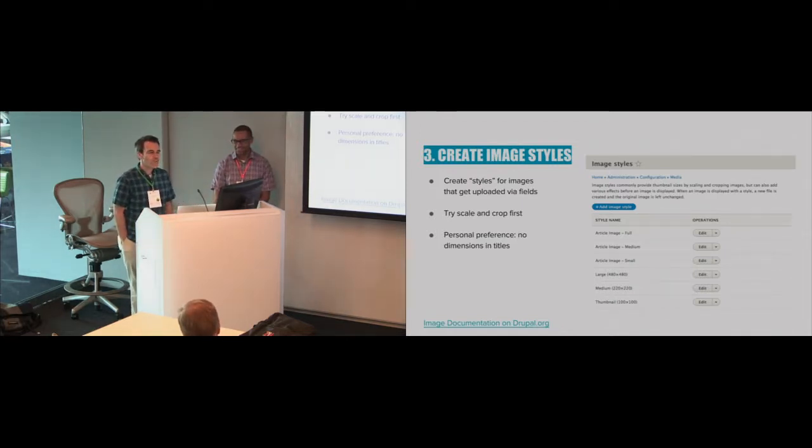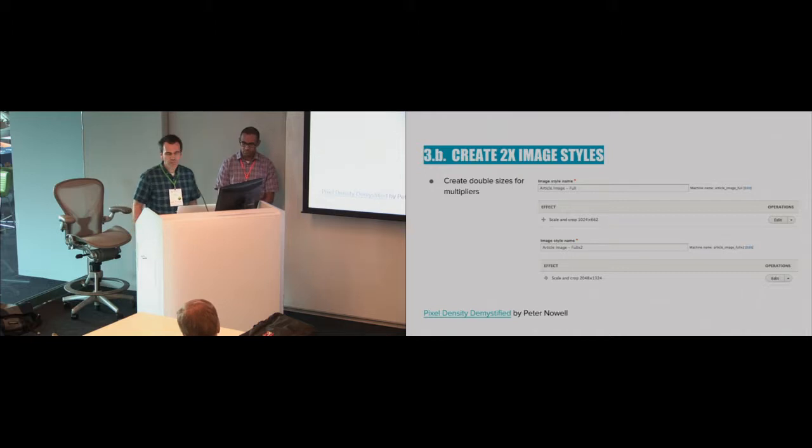So in general, for image styles, I like to start with scale and crop. It's kind of a good go-to. And my personal preference is not to put the number of pixels to scale and crop to in the name of the image style, because sometimes I end up changing them, and that can look weird if the name of an image style is 480 by 480, but it's actually not 480 by 480. So that might just be a personal preference thing. I'm not sure what other folks do.